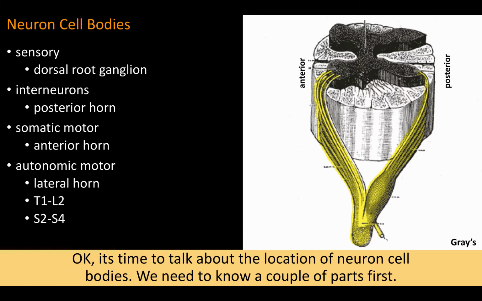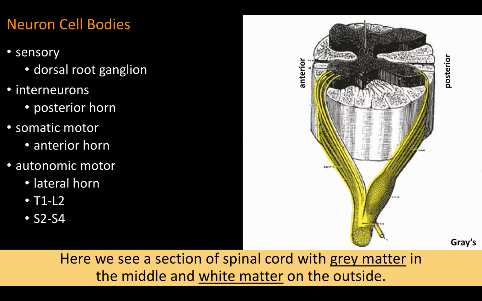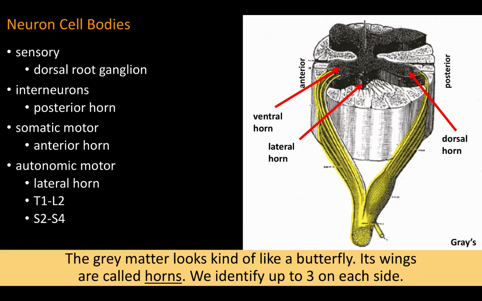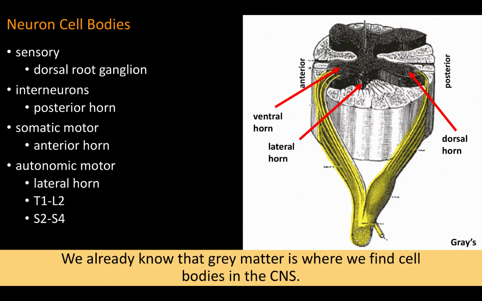Okay, it's time to talk about the location of neuron cell bodies. We need to know a couple of parts first. Here we see a section of spinal cord with gray matter in the middle and white matter on the outside. The gray matter looks kind of like a butterfly. Its wings are called horns. We identify up to 3 on each side. We already know that gray matter is where we find cell bodies in the CNS.